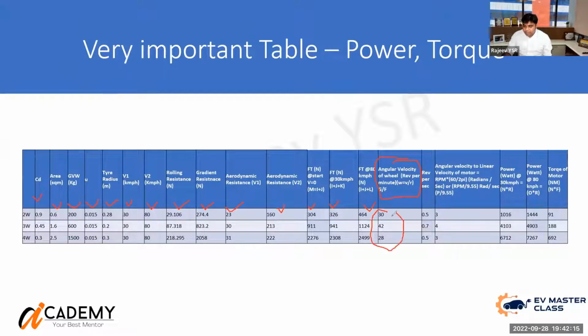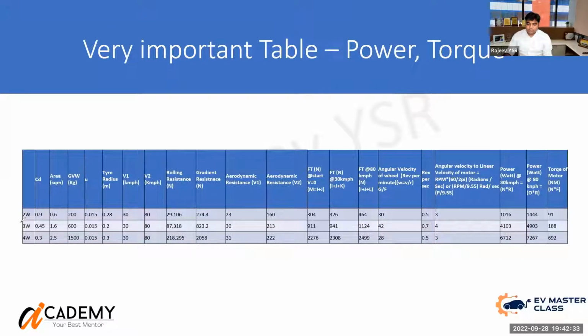Then you will get the revolutions per second. Then you get the angular velocity to linear velocity of the motor. How do you calculate? Now, though I have completed this, let me quickly take the homework, please. Harshita, kindly make a note of it.